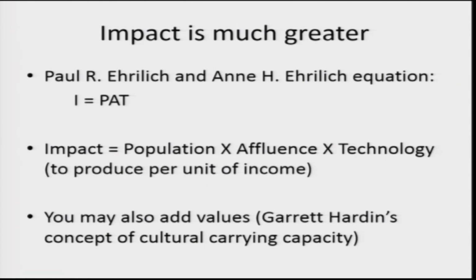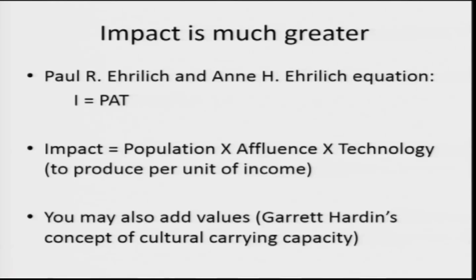From environmental or ecological point of view, Ehrlich suggested that we consider not only population, but also two other things, affluence and technology. So, total impact of population rise on environment, on ecology depends on P multiplied by A multiplied by T. Here P is population, A is affluence, T is technology that is required to produce one unit of income. You may also add some other values.